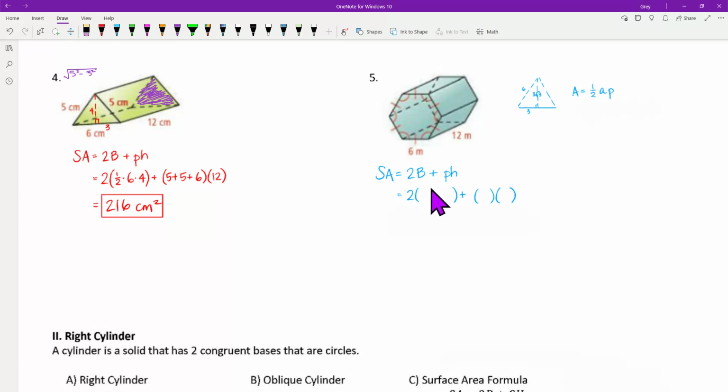This is what I'm doing. I'm trying to figure out what this is. So I came over to the side instead of putting it all in there. Either one works. Area is 1/2 AP.